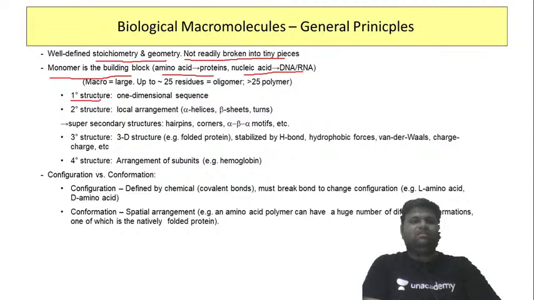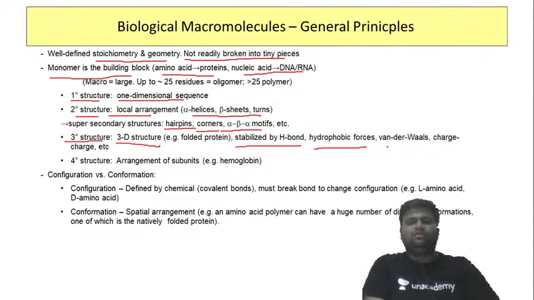The primary structure is a one-dimensional sequence. Secondary structure is a local arrangement such as alpha helices, beta sheets and turns. Supersecondary structure consists of hairpins, corners, alpha-beta-alpha motifs. Tertiary structure consists of a 3D structure that is stabilized by hydrogen bonds, hydrophobic forces, van der Waals, and charges. And the quaternary structure consists of the arrangement of subunits, for example, in the case of hemoglobin.